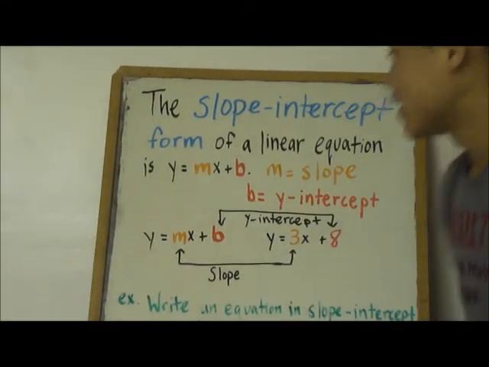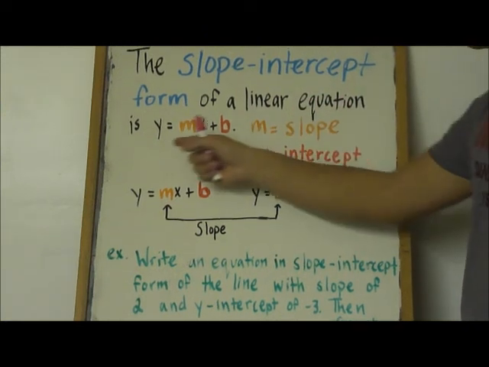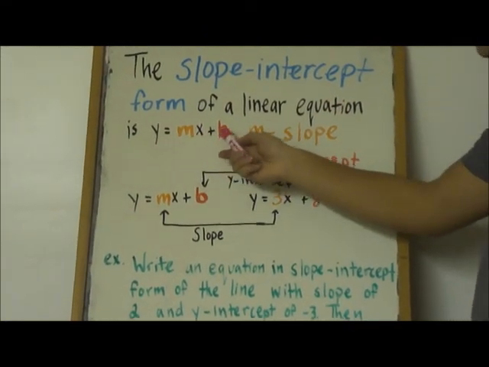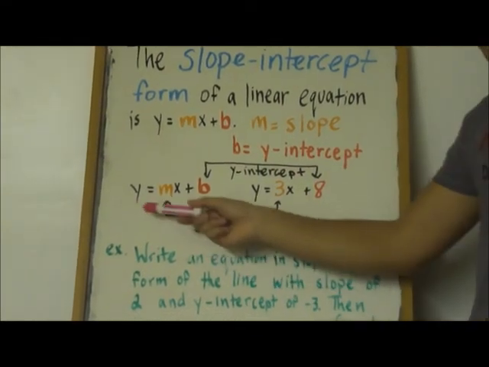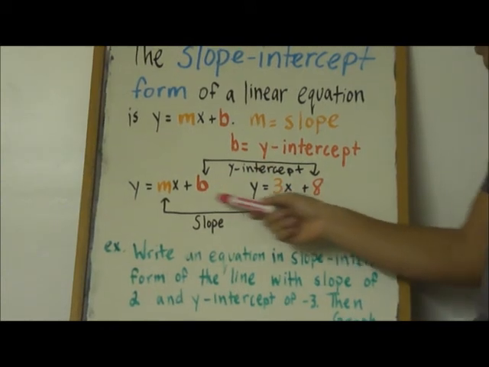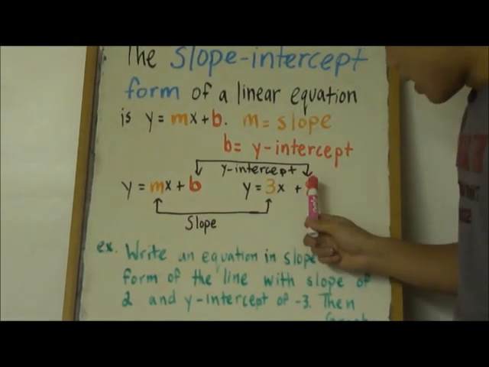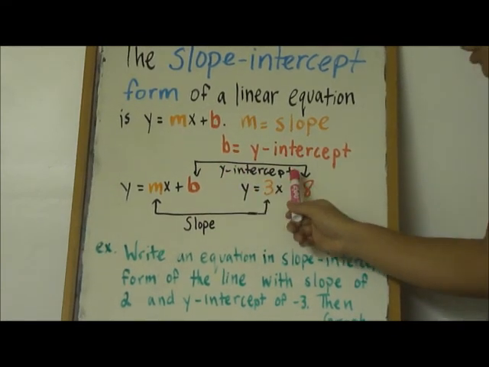Equation of lines. The first equation, the slope-intercept form of the linear equation, is y equals mx plus b. m is the slope and b is the y-intercept. Y equals mx plus b and y equals 3x plus 8. The 3 is m, the slope, and the 8 is b, the y-intercept.